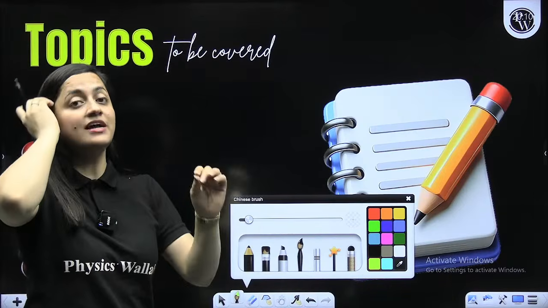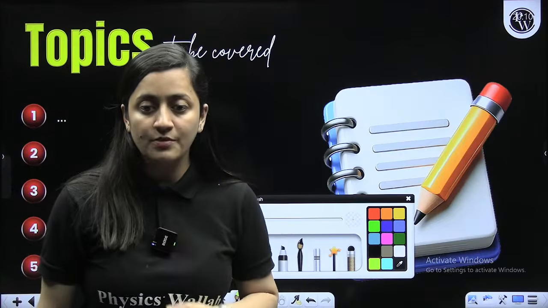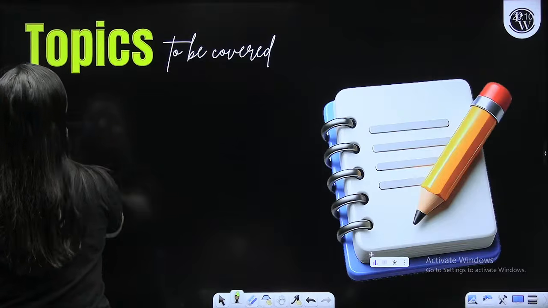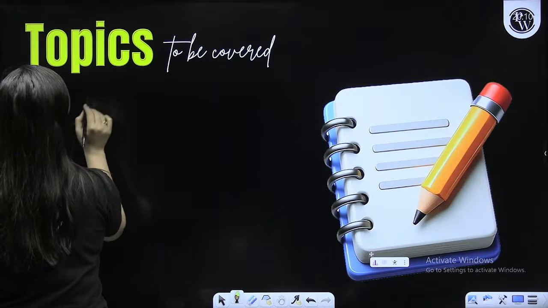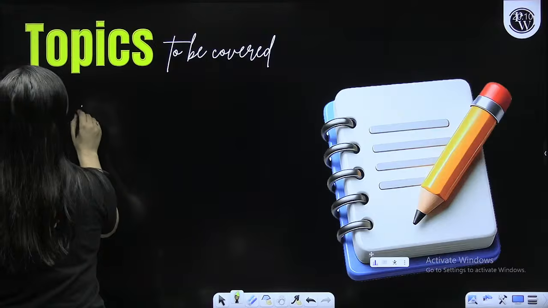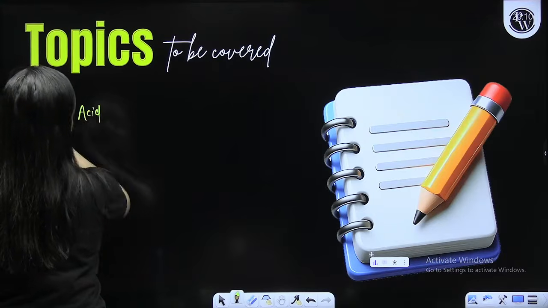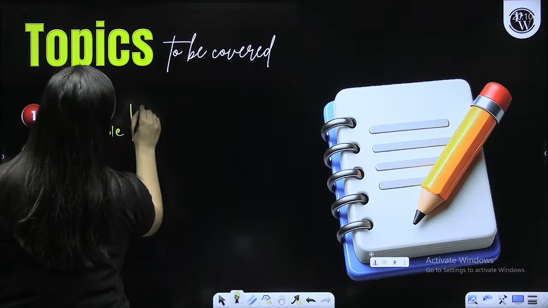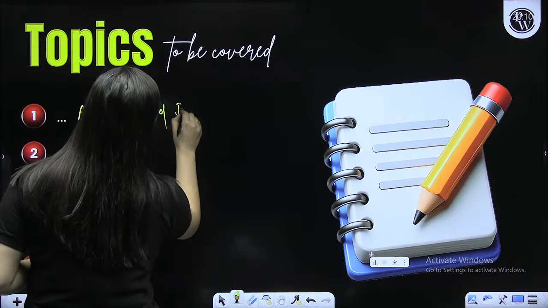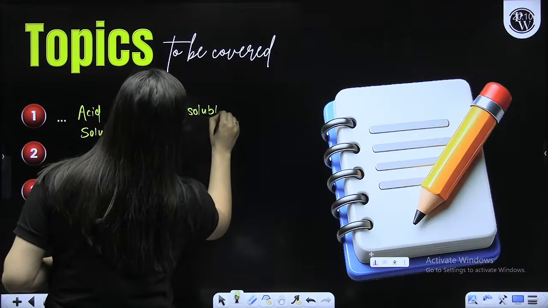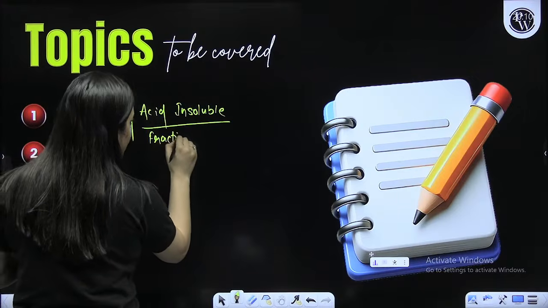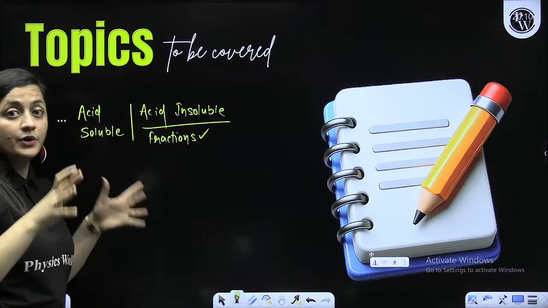Because the chapter that we are going to discuss today is a very important chapter. So it is the revision session. Today, we are going to complete acid soluble fractions. We will start from the basics. We will talk about acid soluble and acid insoluble fractions, the fractions that we get from chemical analysis. That's what we are going to discuss today.